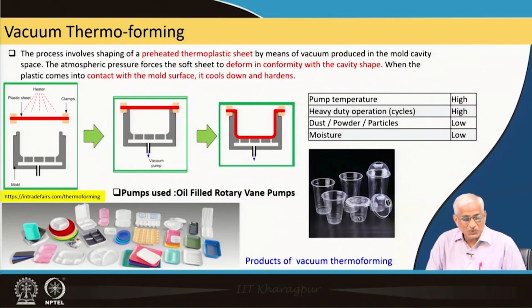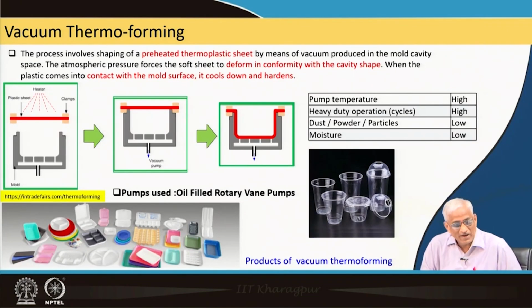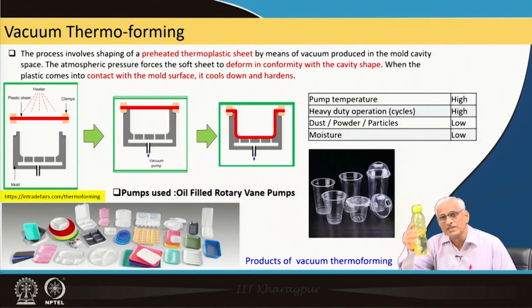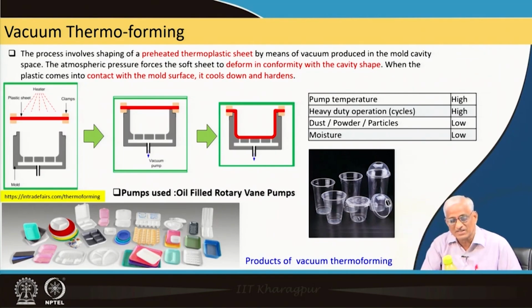So, let us go to an interesting aspect called vacuum thermoforming. Even simple containers like this, or even the glasses, plastic glasses, they are all mass produced using this technology. You go through the write up, I am not going to read out. It is just basically a plastic sheet. It is preheated by a heater and then kept here in this shape. This is called mold cavity, and you suck with a vacuum pump through these fine holes.